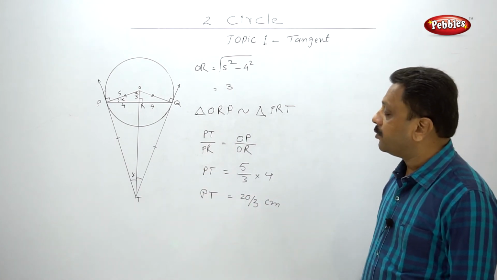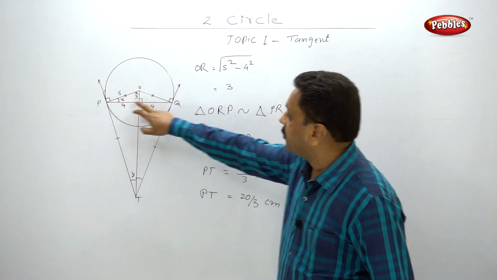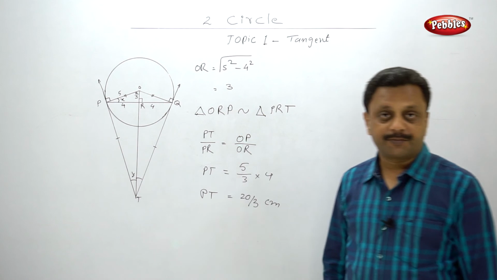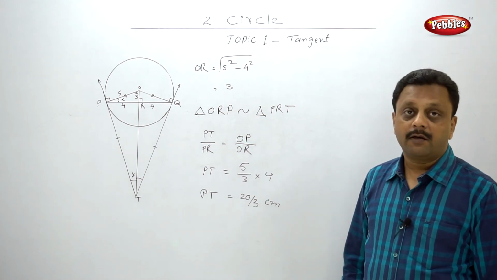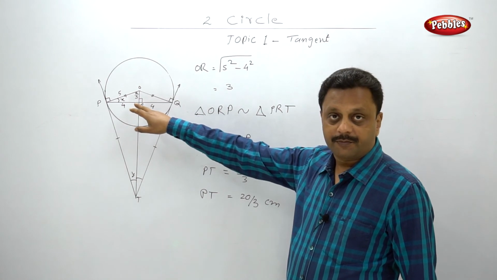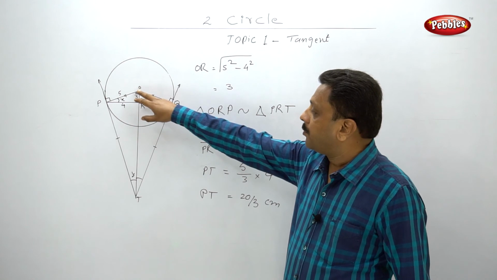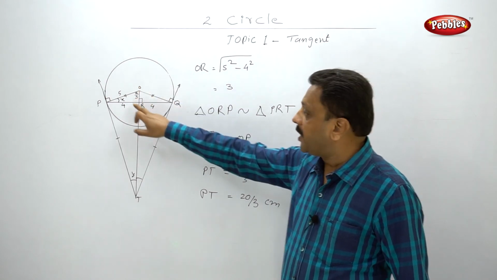So again I am telling you, I have taken these two triangles, this smaller triangle and now this PRT triangle. Okay, how I started writing the names? I am not taking the right angle here. Okay, I have taken just the point above the right angle, that is ORP.